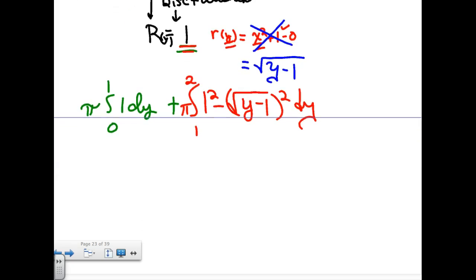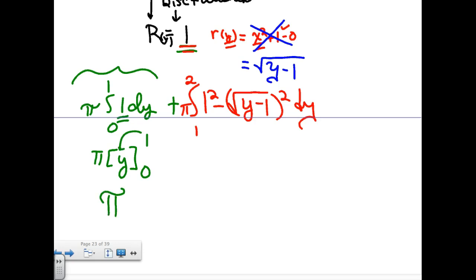Now, for those of you who understand it, this shouldn't surprise you, what happens here. The antiderivative of 1 with respect to y is just y, so I get pi times y evaluated from 0 to 1, or basically just 1 pi minus 0, or pi. That's what that bottom green part is contributing to the volume.